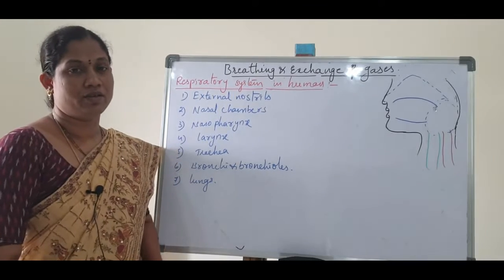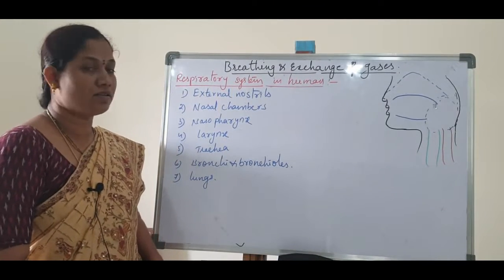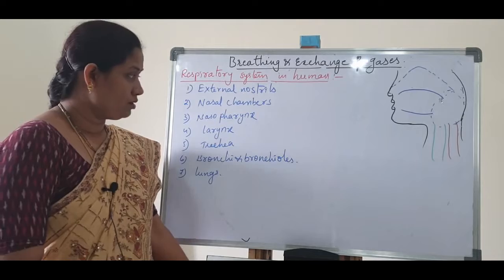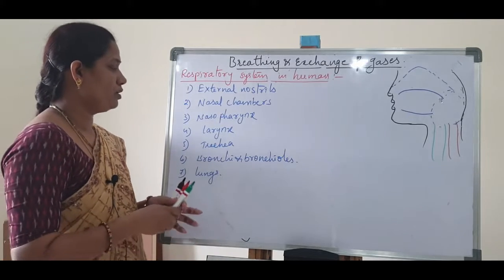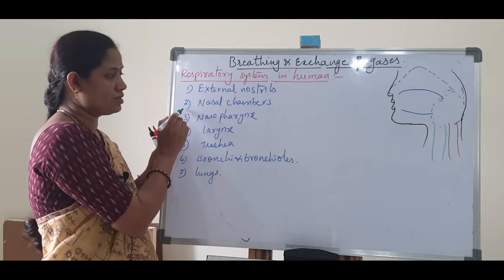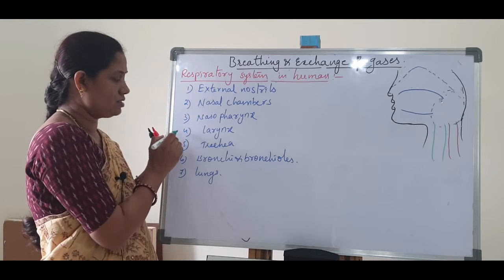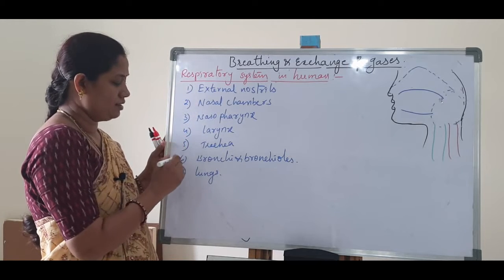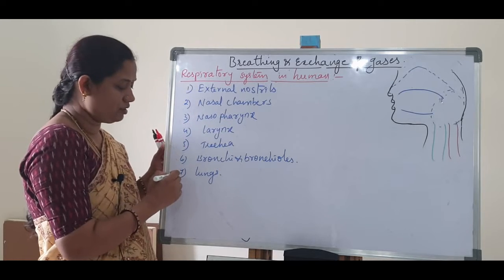Hello students, today I am going to teach about the respiratory system in human being. In the respiratory system of human being, these parts are present: external nostrils, nasal chambers, nasopharynx, larynx, trachea, then bronchi and bronchioles, and lungs.